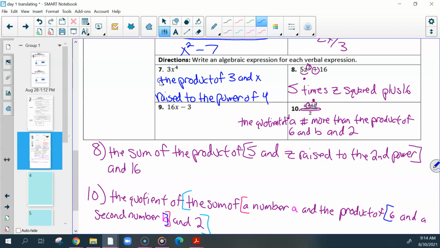Anyone want to say theirs to make sure theirs is right? And then for number 9, anyone want to share that one here? 16 times x minus 3. If yours is more complex than that, that's okay. Anyone want to check their answer?